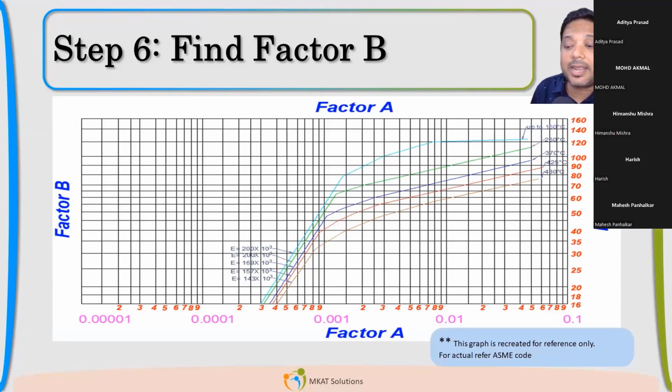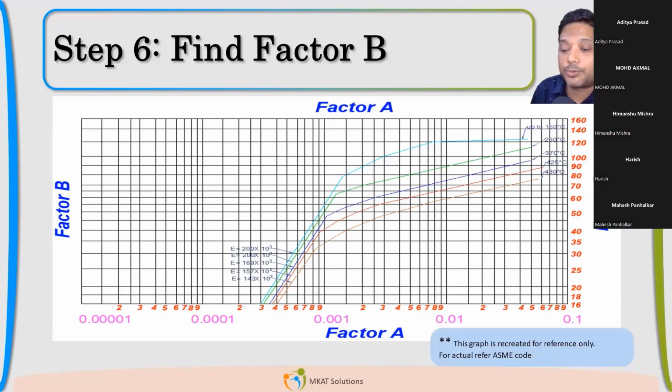Here we have factor A at the bottom, and the horizontal line will represent factor B. And there are lots of lines like this. What are these? These are temperature lines. And at each and every temperature line, the modulus of elasticity value is also indicated. So if my temperature is up to 150, which is the case in this example, I'll have to follow this line, which is of cyan color. So this is the line which I have to follow.